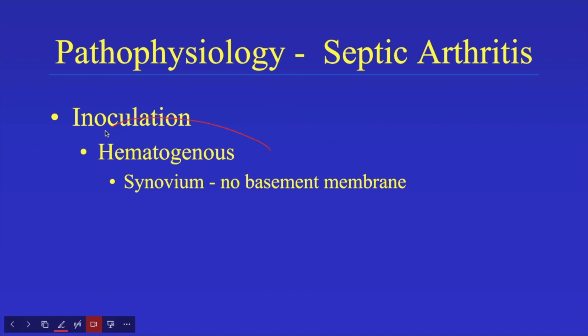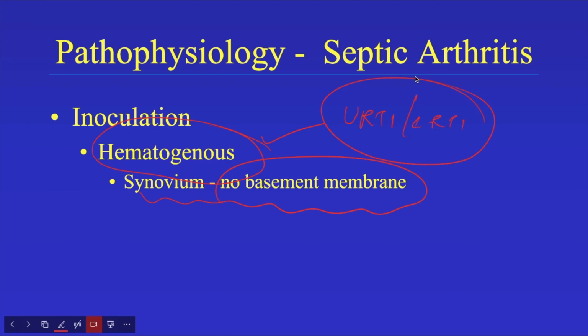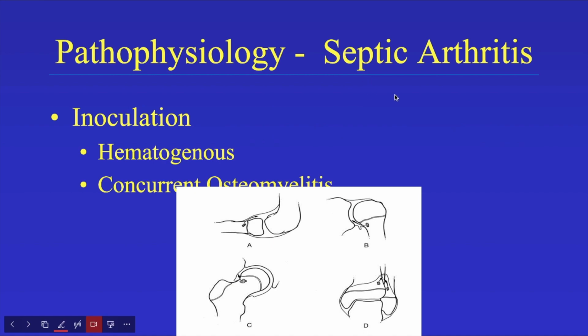The second and the most common way is hematogenous spread, because the synovium has no basement membrane. When the child has a generalized systemic infection, most commonly a URTI or an LRTI type of infection, and the bacteremia is high in the system, it can lead to hematogenous spread and can eventually lead to septic arthritis. That is the second mechanism.